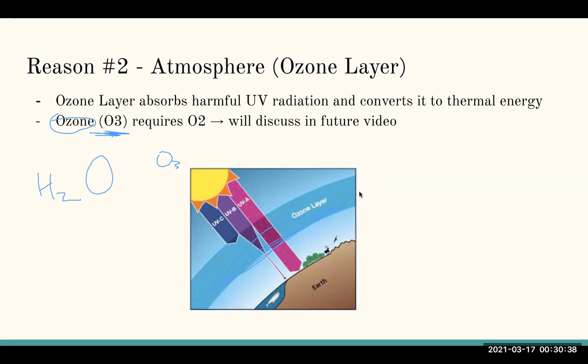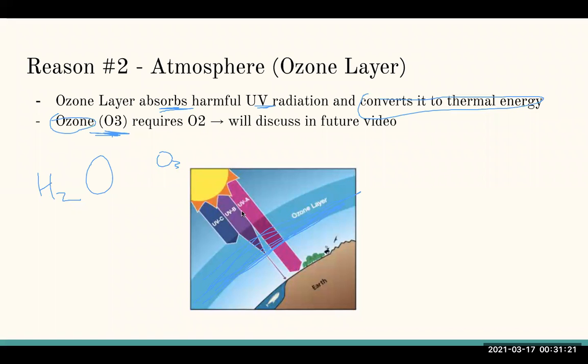I believe it is near the stratosphere, but I'm not too sure on that. Why the ozone layer is so important is because it absorbs the harmful UV radiation given from the sun, and it is actually able to convert it into thermal energy. So that means that life on Earth is not exposed to this harmful UV radiation, and it uses it to keep the Earth warm, which is really cool. So it is actually able to give us a really nice warm temperature.